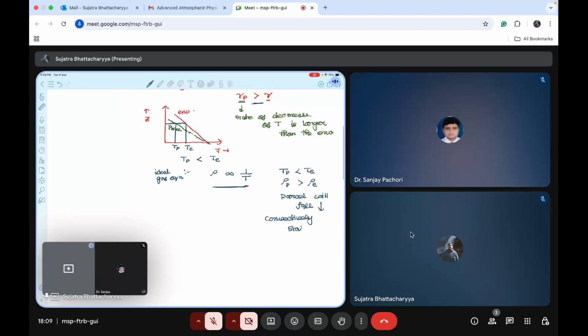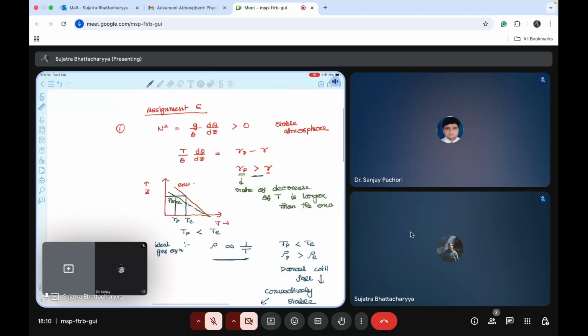Stable. That means no convection. From this, it is much more easily visible. But the actual thing changing is this d theta/dz. Here gamma p is greater than gamma, and with theta being some constant value, d theta/dz is actually greater than 0, which is here also.